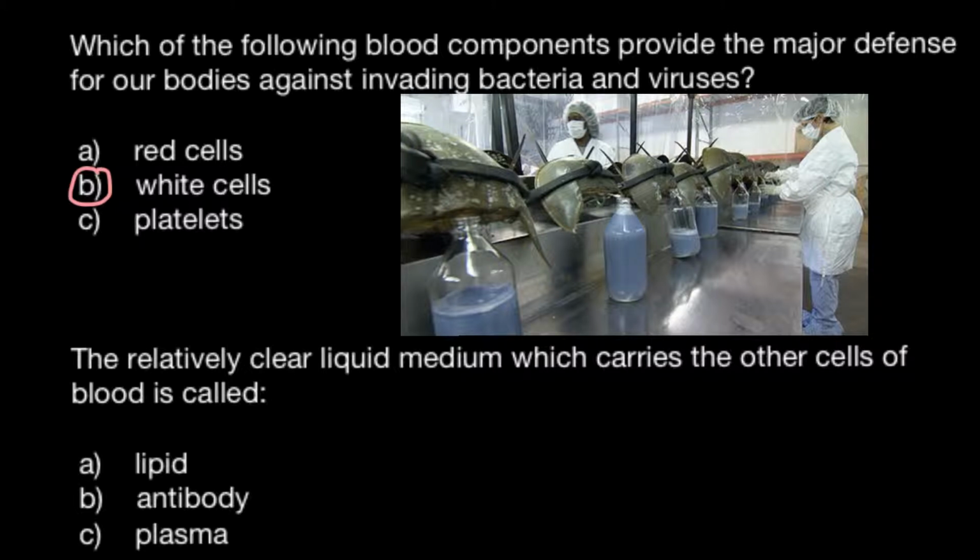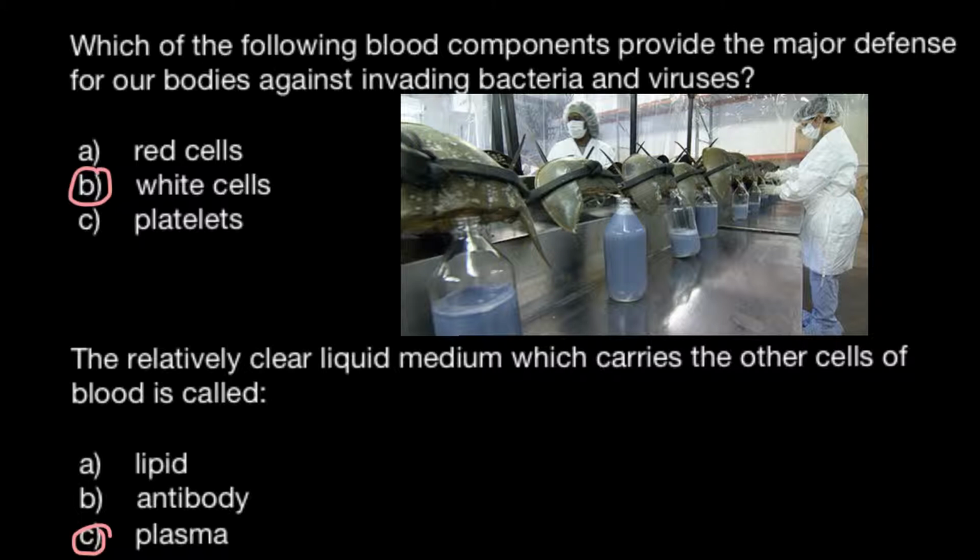So next question: the relatively clear liquid medium which carries the other cells of blood is called, and here are 3 answers to choose from. Answer A, lipid, B, antibody, and C, plasma. And of course the correct answer would be plasma.